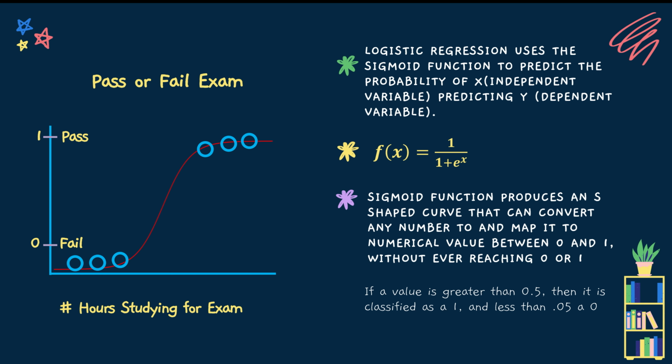Logistic regression can work with continuous data or discrete data. Continuous data is the number of hours studied. An example of discrete data would be whether someone is female or male. Now let's move on to the coding portion of the tutorial.